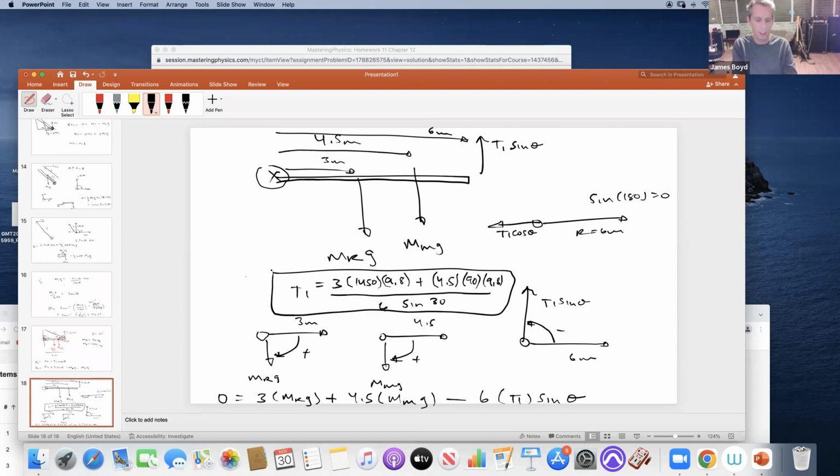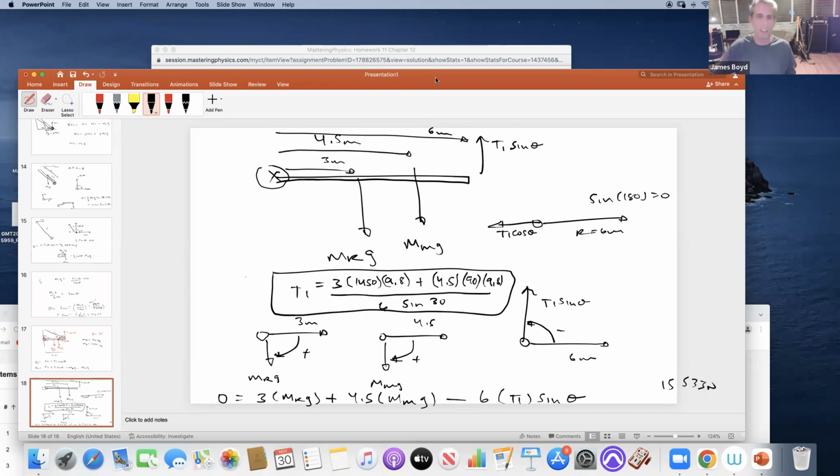that right? 3 times 1450 times 9.8 plus 4.5 times 90 times 9.8 divided by 6 times sine of 30. I got a big old tension. 3 times 1450 times 9.8 times 4.5 times 90 times 9.8. My calculator is being weird. 3 times 1450 times 9.8 plus 4.5 times 90 times 9.8 divided by 6 times sine of 30, which is 15,533.